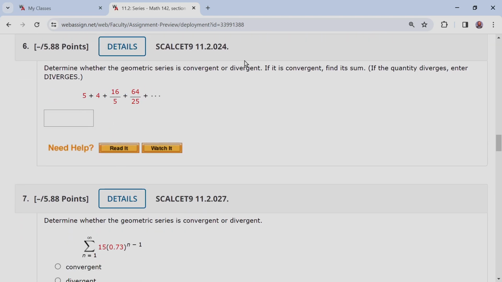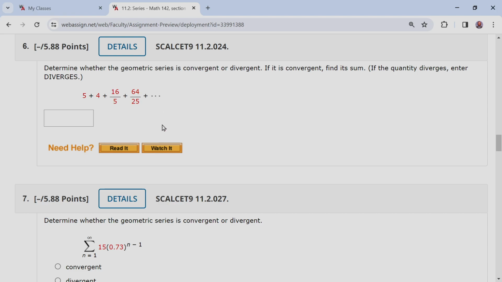Check it out. This is a geometric series. It says geometric series right here, and we multiply by 4/5, and multiply by 4/5, and multiply by 4/5. Now here, 4/5 is not greater than or equal to 1 in absolute value, which means we will get convergence. And what will we converge to? A over 1 minus r, where a is the first number, 5 in this case, and r is the common ratio, 4/5.